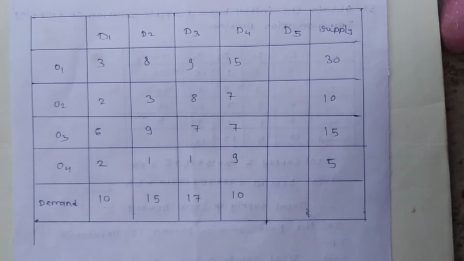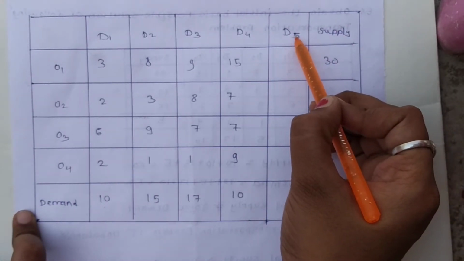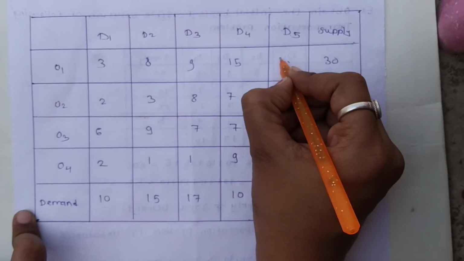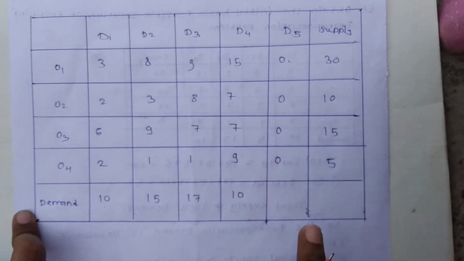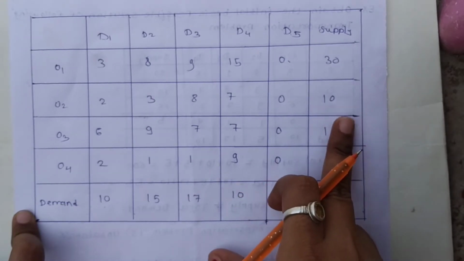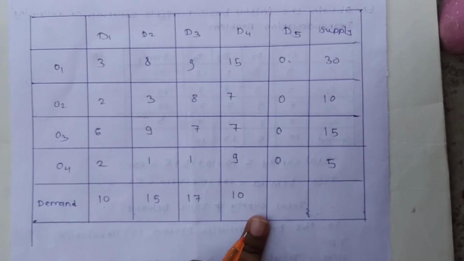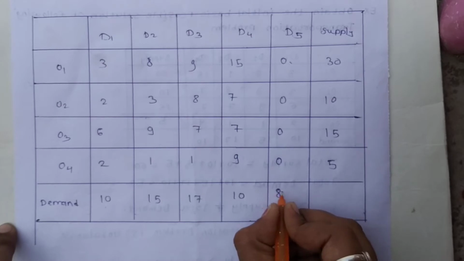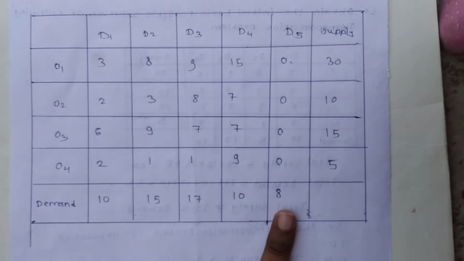So we prepare this table with the dummy column, name it D5, with zero cost, so take it as 0. Also, total supply is 60 and total demand is 52. So there is a lack of 8 units, so here demand is 8. Now solve it by the matrix minima method.